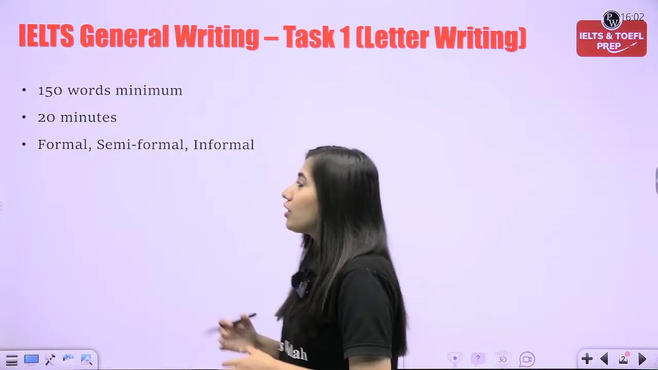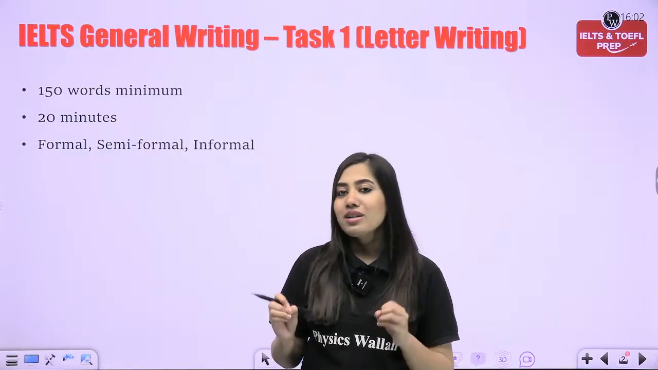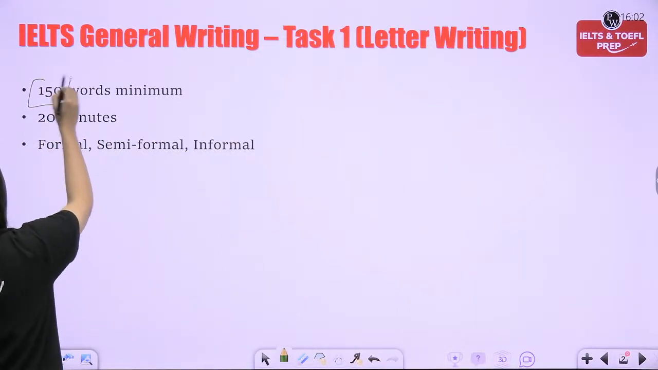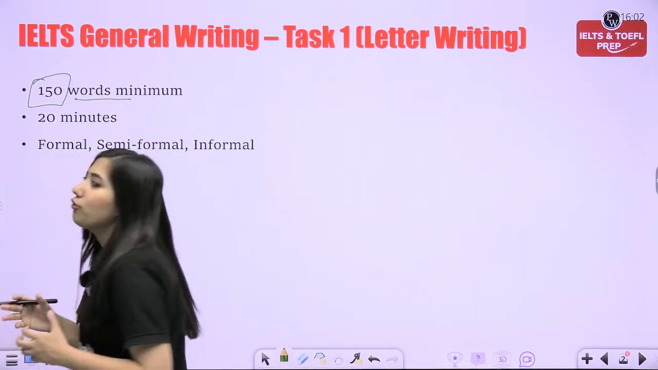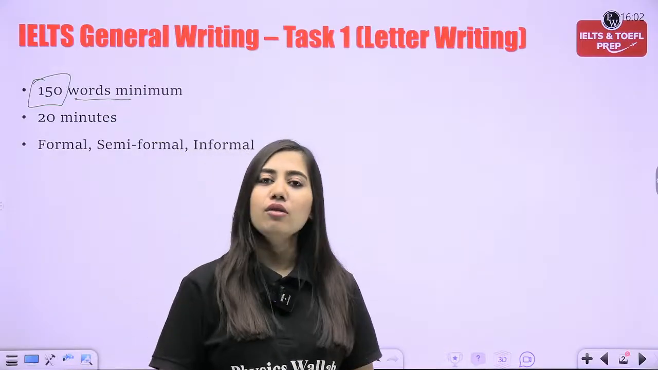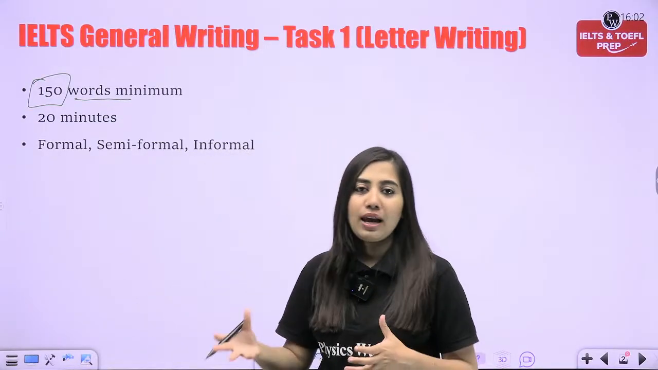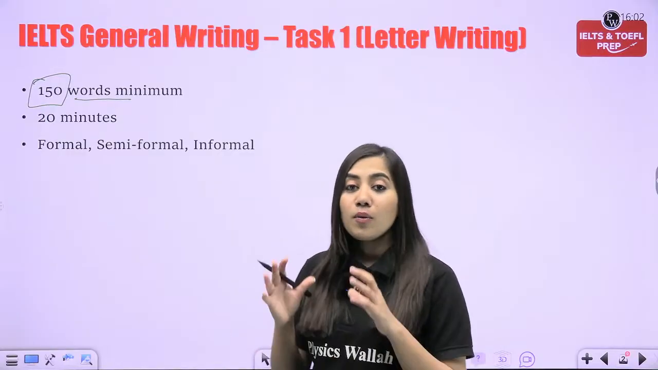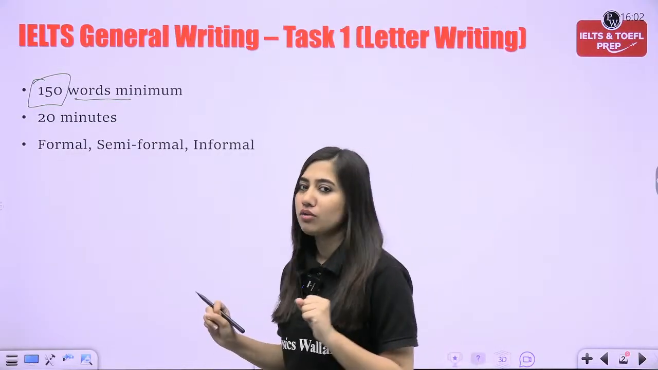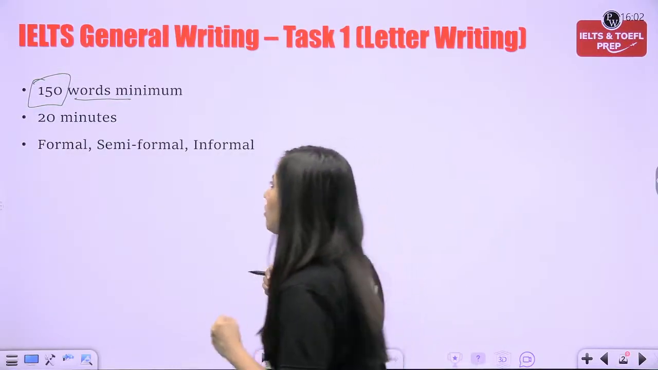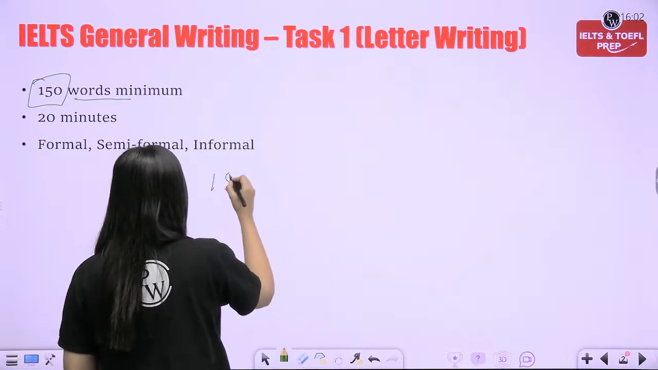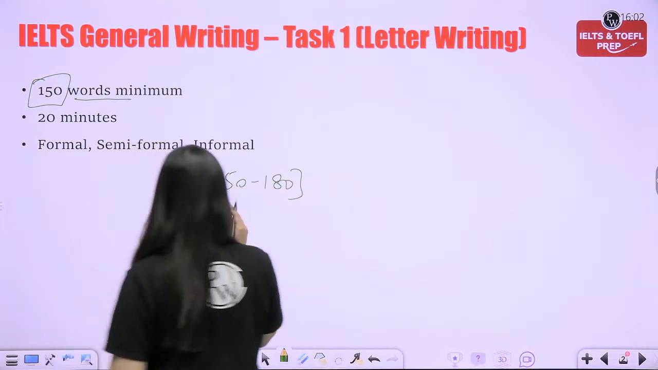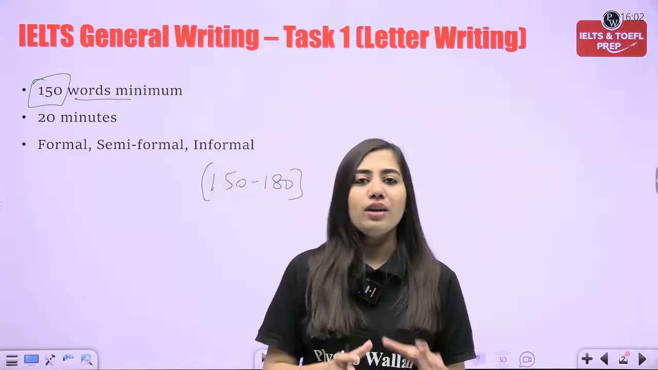So the very first thing is, what is the word count you have? The minimum word count is 150 words. There is no official maximum count given by IDP, but there is an ideal range being given to us. What's that ideal range? It's somewhere between 150 and 180. Keep it within this range, 150 to 180.